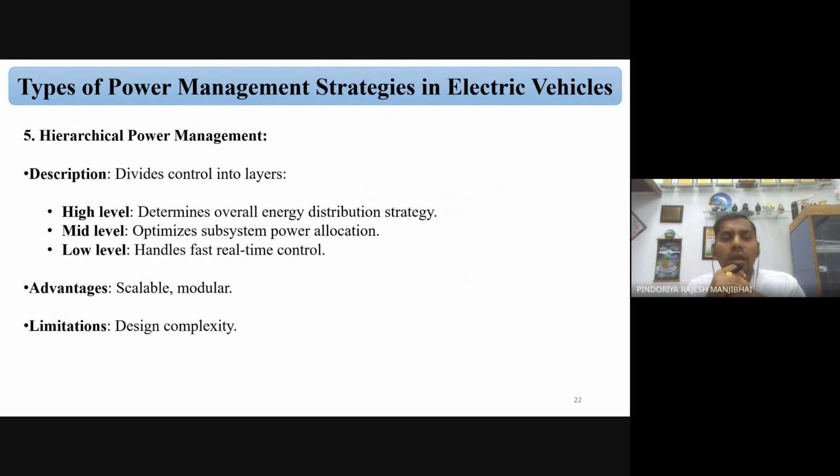Last one, hierarchical power management. Divide the control into layers. There is a step-by-step process: high level, mid level, low level, correct? Then you are able to manage the power. Advantage is scalable and modular. Limitation: design complexity, because you have to design the levels, maybe 5 levels, maybe 6 levels, maybe 10 levels, depending on the complexity of the system. So these are the 5 strategies to manage the power. Okay.